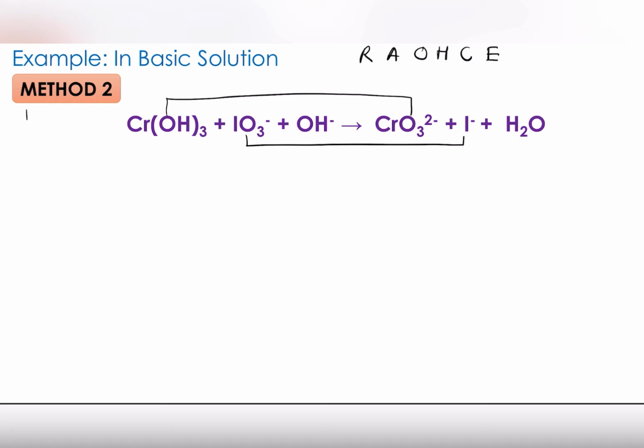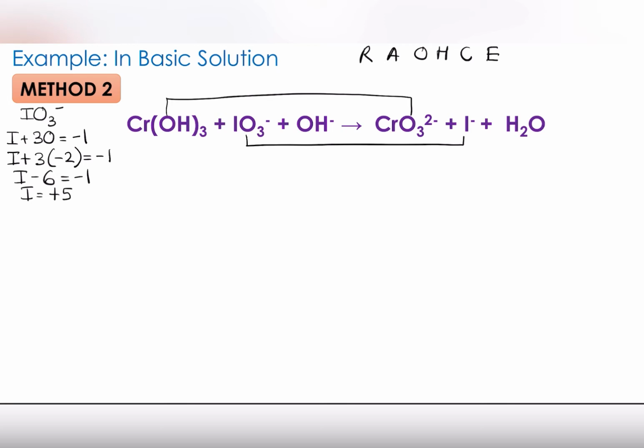So I have IO3-, where I plus 3O equals to -1. And then you put the oxidation state for oxygen, which is -2, equals to -1. So I have here I plus -6 equals to -1. So rearrange your equation. Saya akan dapat oxidation state for iodine adalah +5.